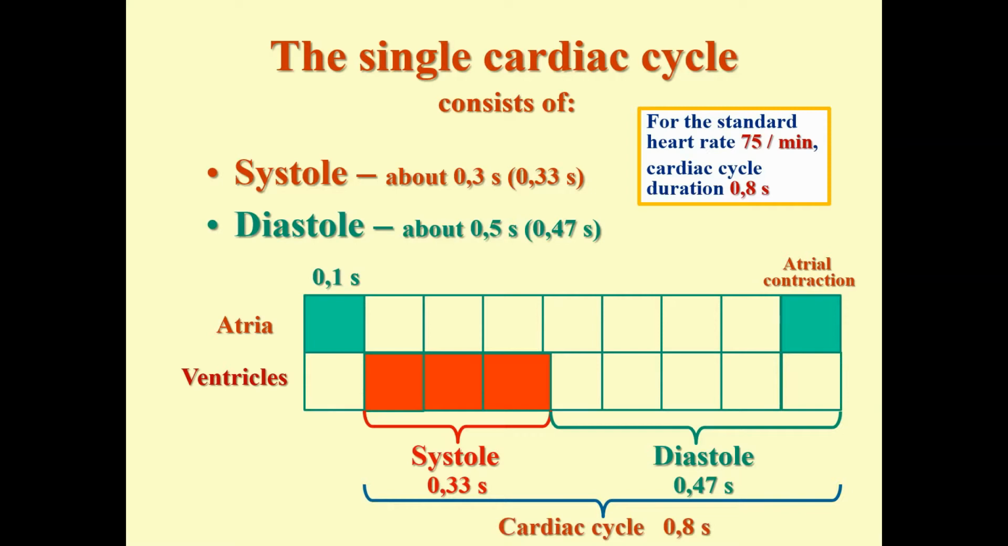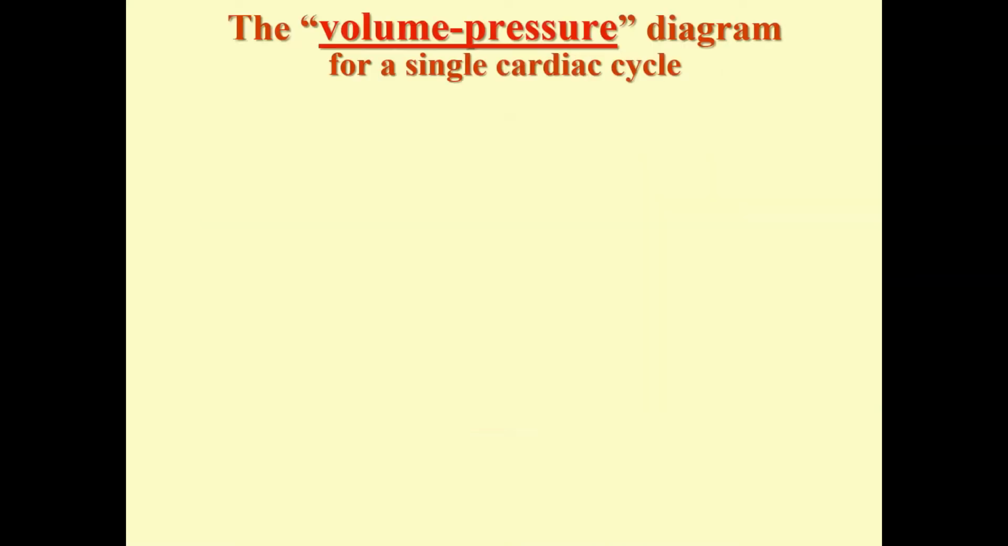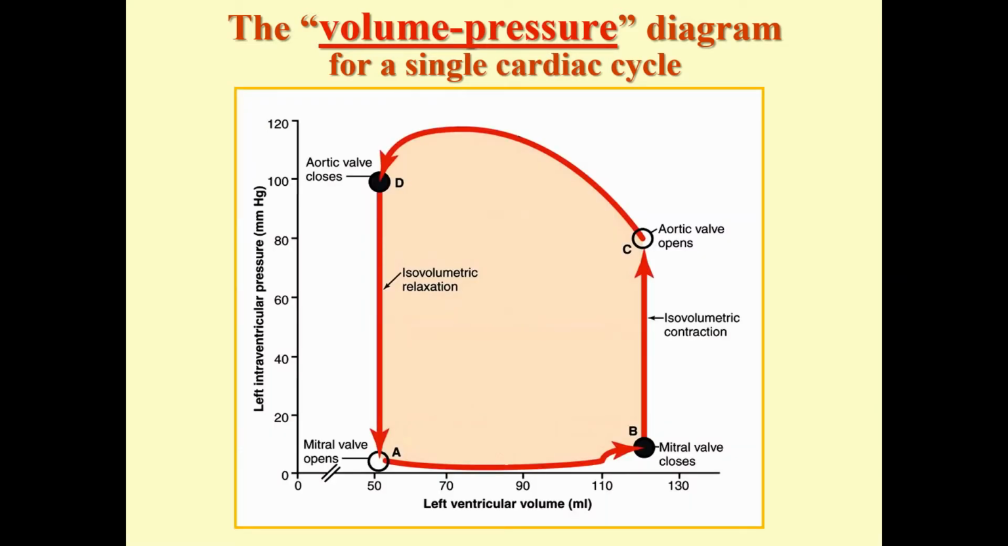So this is a very simple scheme. It's just the first primitive division of the cardiac cycle, but this is the basis which should be well understood. Now we come to the more detailed consideration, still not in full difficulty or complexity, but it's important and shows the physics of the operation of the ventricles. Because you see here the diagram is called the volume pressure for single cardiac cycle, and this refers to left ventricle. You see, the left ventricular volume is on the horizontal axis, while the left intraventricular pressure values are shown on the vertical axis.